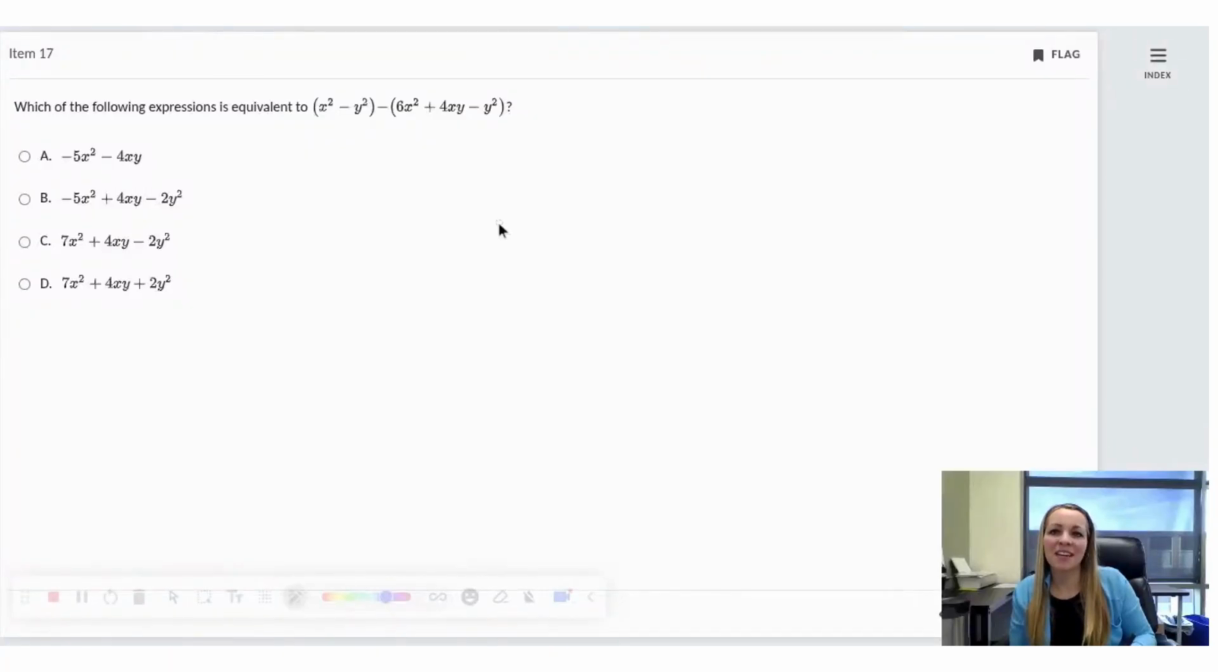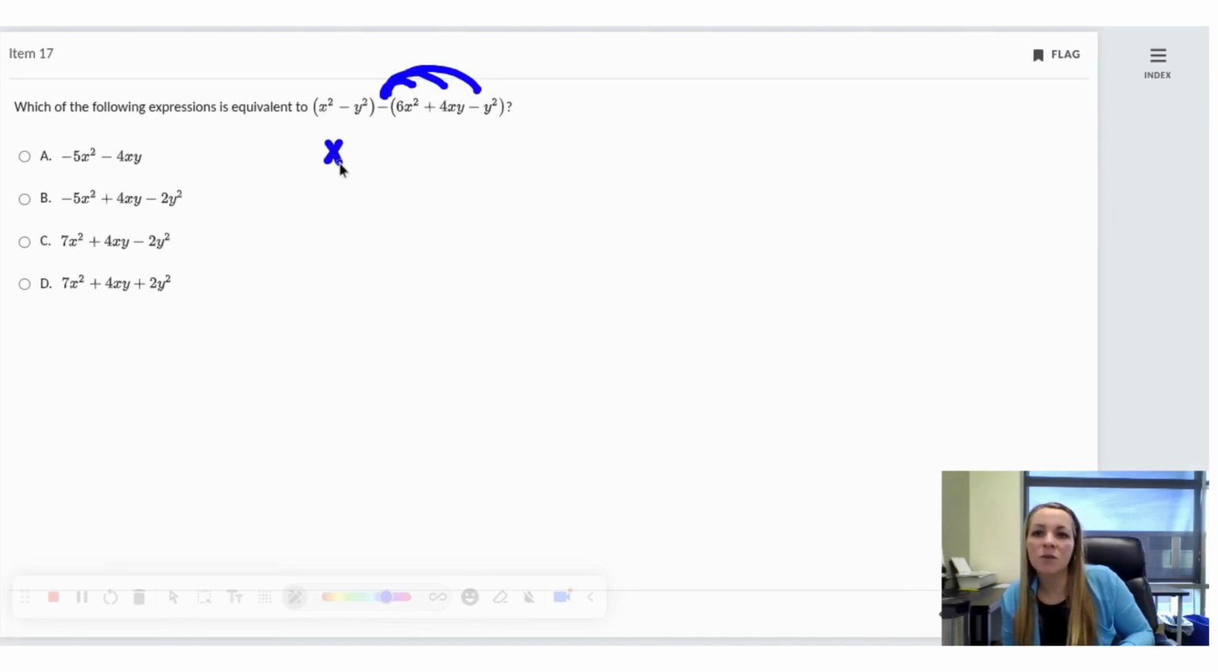Question number 17. Which of the following expressions is equivalent to the quantity x squared minus y squared minus the quantity 6x squared plus 4xy minus y squared? I'm going to tell you right now that we need to be really careful about this minus. So I'm going to go ahead and distribute it to all 3 of these terms to make sure I don't make a mistake when I combine my answer.